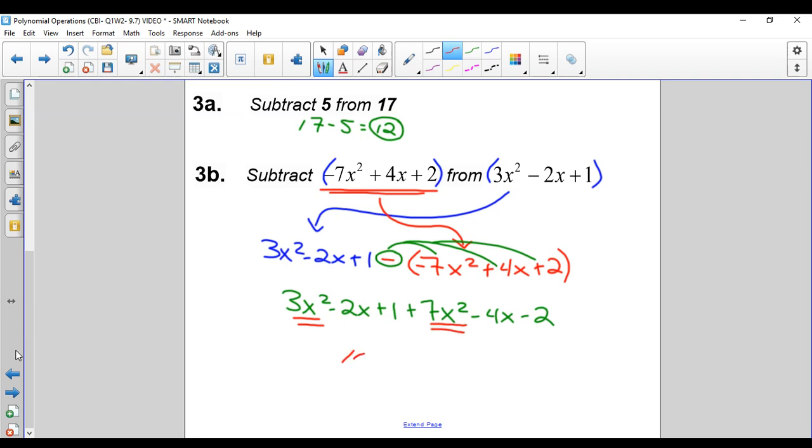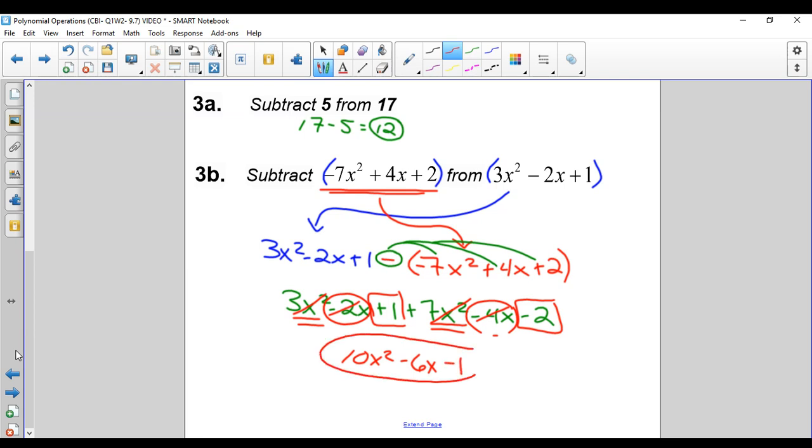X squared, so we get 10x squared, those are done. We got negative 2x minus a 4x, so getting more negative. And then we got a plus 1 minus 2, so 1 minus 2 is negative 1. There's our answer. Watch the word problems, all right, the ones with words. Those will trip you up.